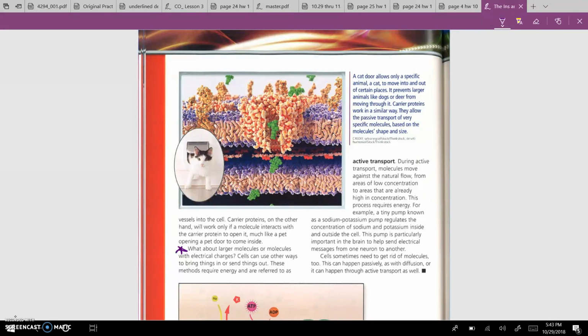For example, a tiny pump, known as a sodium-potassium pump, regulates the concentration of sodium and potassium inside and outside the cell. This pump is particularly important to the brain to help send electrical messages from one neuron to another. Cells sometimes need to get rid of molecules too. This can happen passively, without using energy, as in diffusion, or it can happen through active transport as well, using energy.